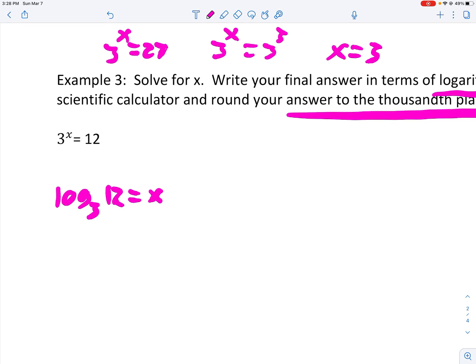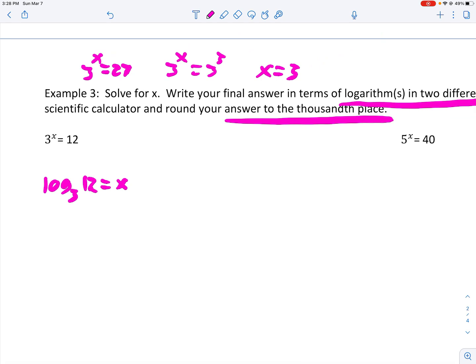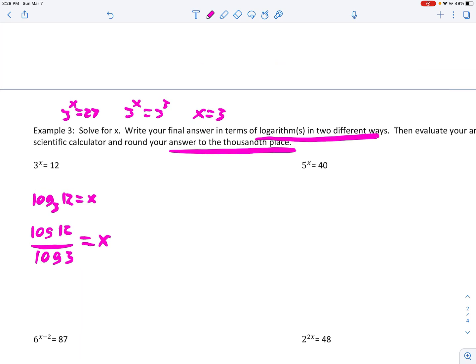Right? If you look back to your 9.2 notes, we first talked about logs. Right? We're working backwards now. So now I'm in base 3, but I can change the base into base 10 by doing log of 12 divided by log of 3. That equals x. So there you go. That's one form. There's a second form of writing it.